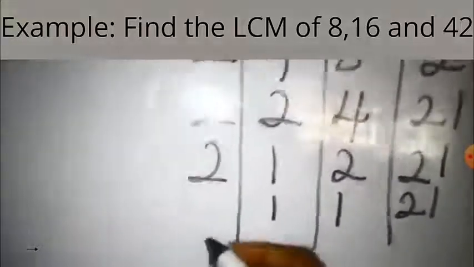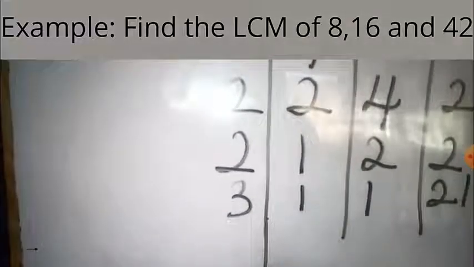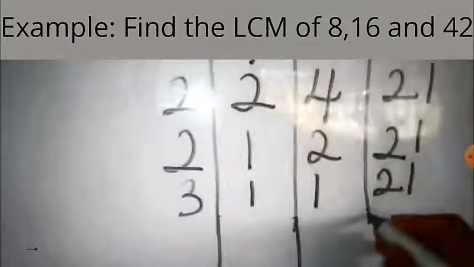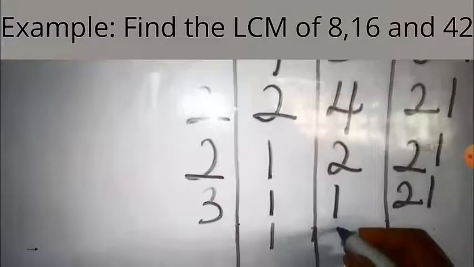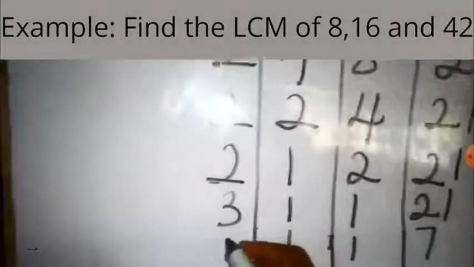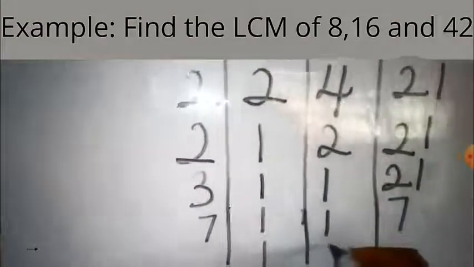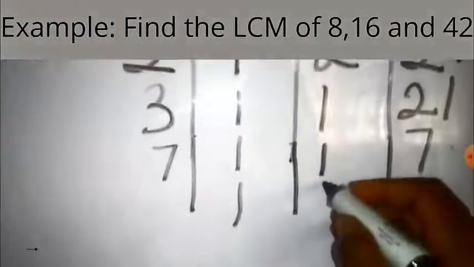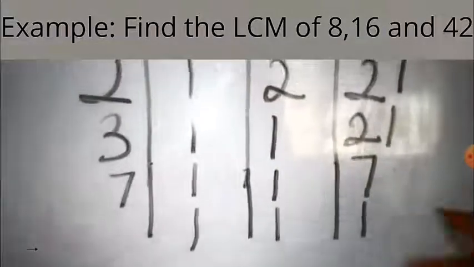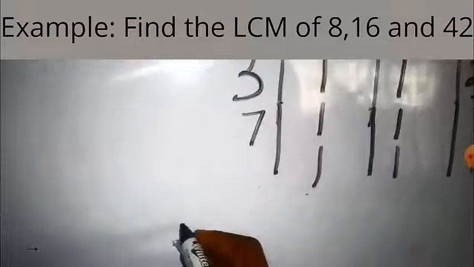Now the next smallest prime number that I can divide is 3. 3 goes into 1 1, 3 goes into 1, and 3 goes into 21 7. The next prime number that I can divide is 7. 7 goes into 1 1, 7 goes into 1 1, and 7 goes into 7 1. And so we have 1 as the final answer for all of them.